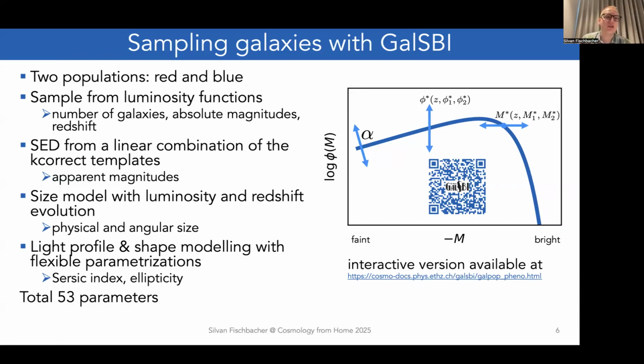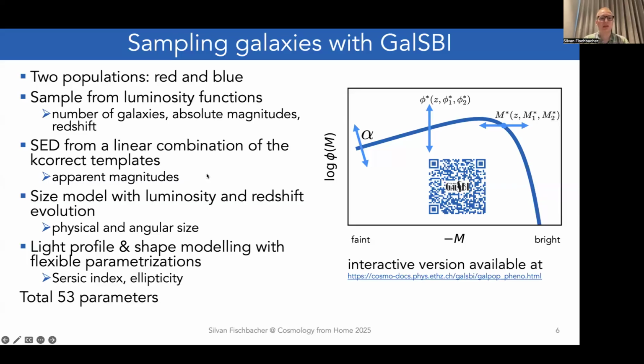And for this, we need to assign a spectrum to these galaxies, which we do by using these k-correct templates. Basically, each galaxy is a linear combination of these different templates. This gives a spectrum. This spectrum can then be integrated over the filter throughput where we want to do our simulation, and we get the apparent magnitudes.